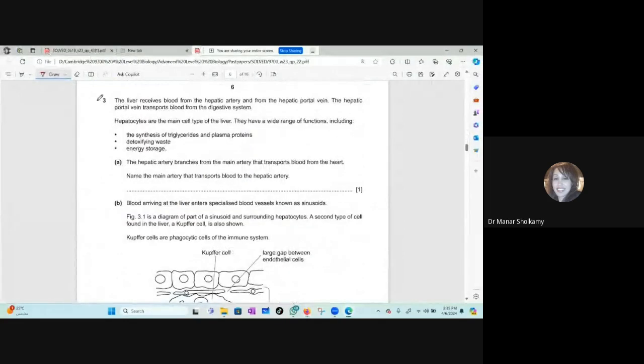3. The liver receives blood from the hepatic artery and from the hepatic portal vein. The hepatic portal vein transports blood from the digestive system. Hepatocytes are the main cell type of the liver. They have a wide range of functions, including synthesis of triglycerides and plasma proteins, detoxifying waste, energy. The hepatic artery branches from the main artery that transports blood from the heart. Name the main artery, Noor. What's the main artery? This is very easy.